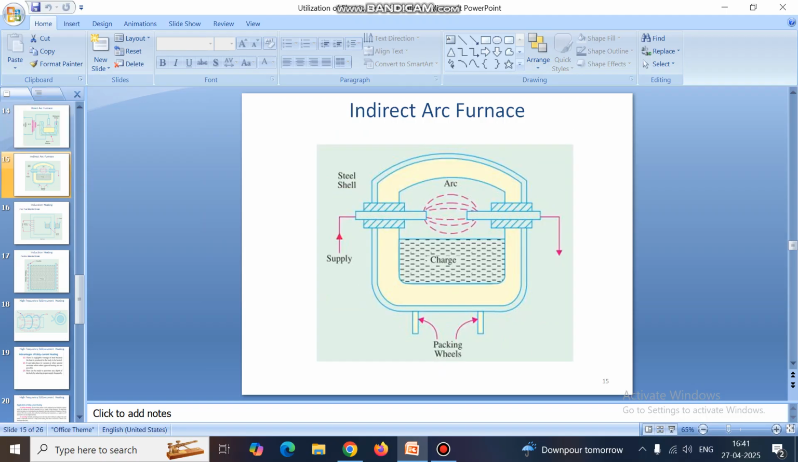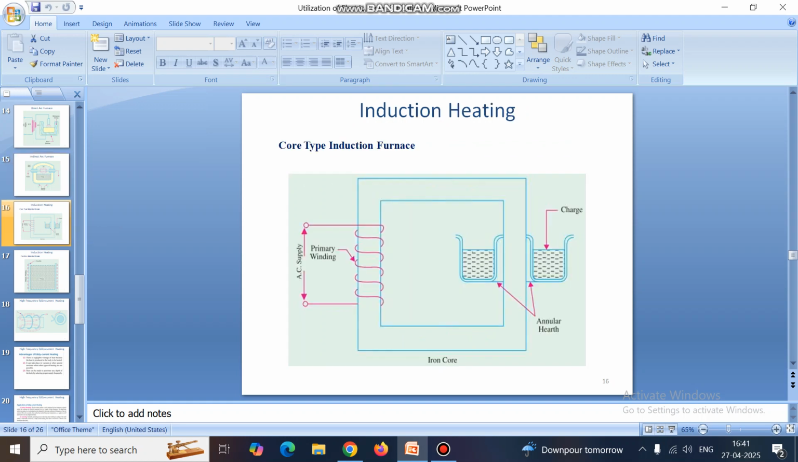In the indirect arc furnace, here also there is transformer action, and an arc is developed between the two terminals of the secondary. Here the secondary is also the LT side, but direct heating is not allowed. Here the charge particle is heated indirectly by the action of current passing through the secondary. That's why the charge particle will be heated up. Uniform heating can be achieved by the indirect arc furnace, and the safety provision is also high in the indirect arc furnace.